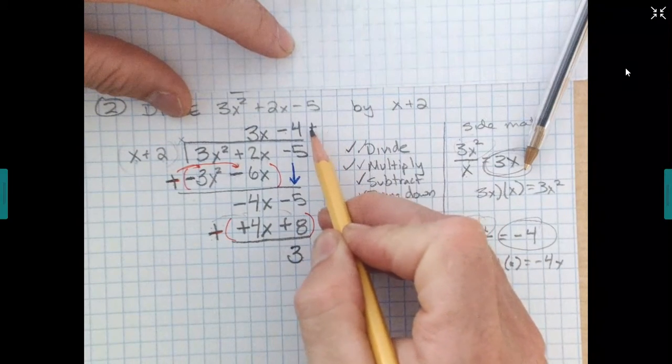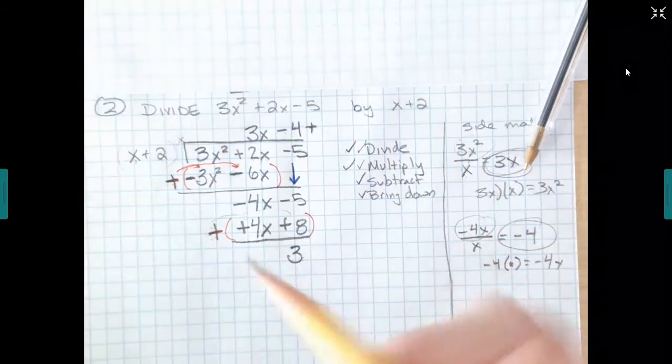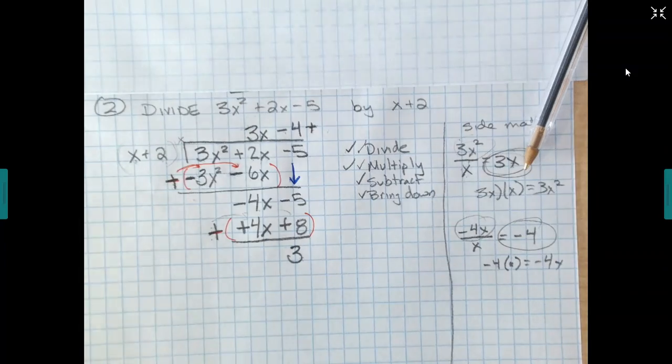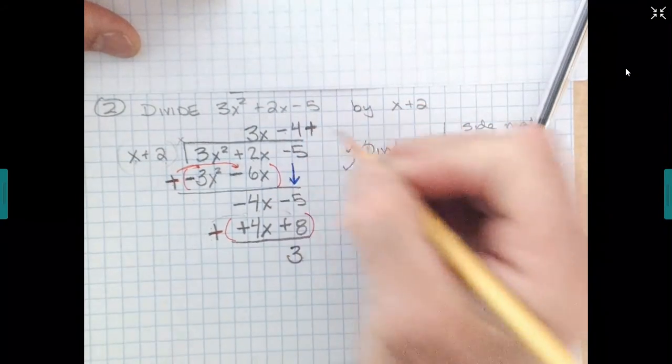Well, my remainder is, are there pterodactyls in here? Oh my gosh. So pterodactyls are leaving. So we will finish off with the math.